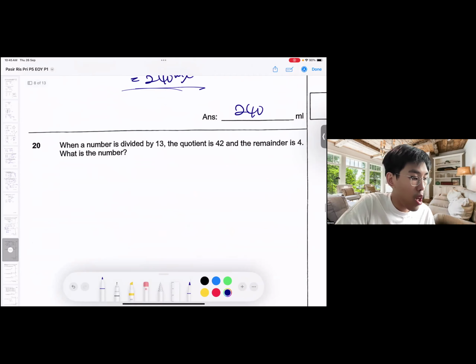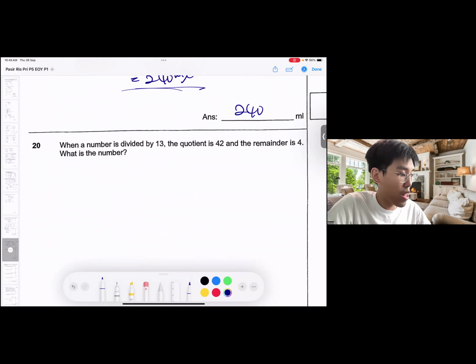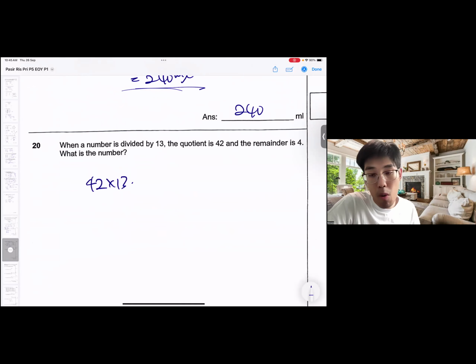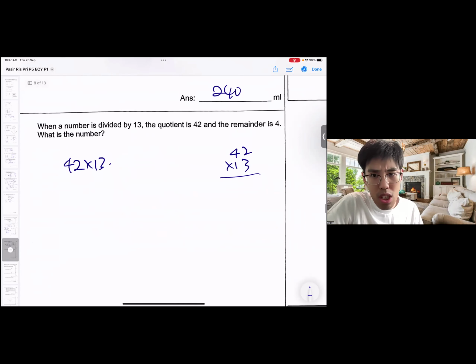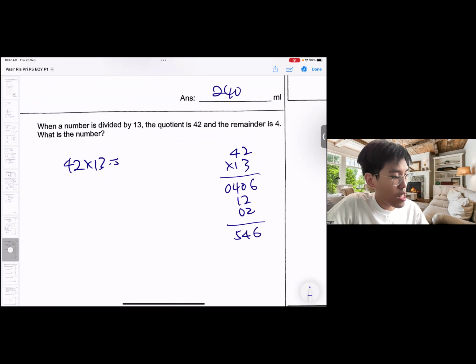Okay, question 20. When a number is divided by 13, the quotient is 42 and the remainder is 4. What is the number? So first of all, I need to do 42 times 13. Okay, a couple of ways that I teach my students to do so. One of the methods is called the T method. So instead of doing traditional long multiplication, I teach people to do this. Okay, answer is 546. Much faster that way.